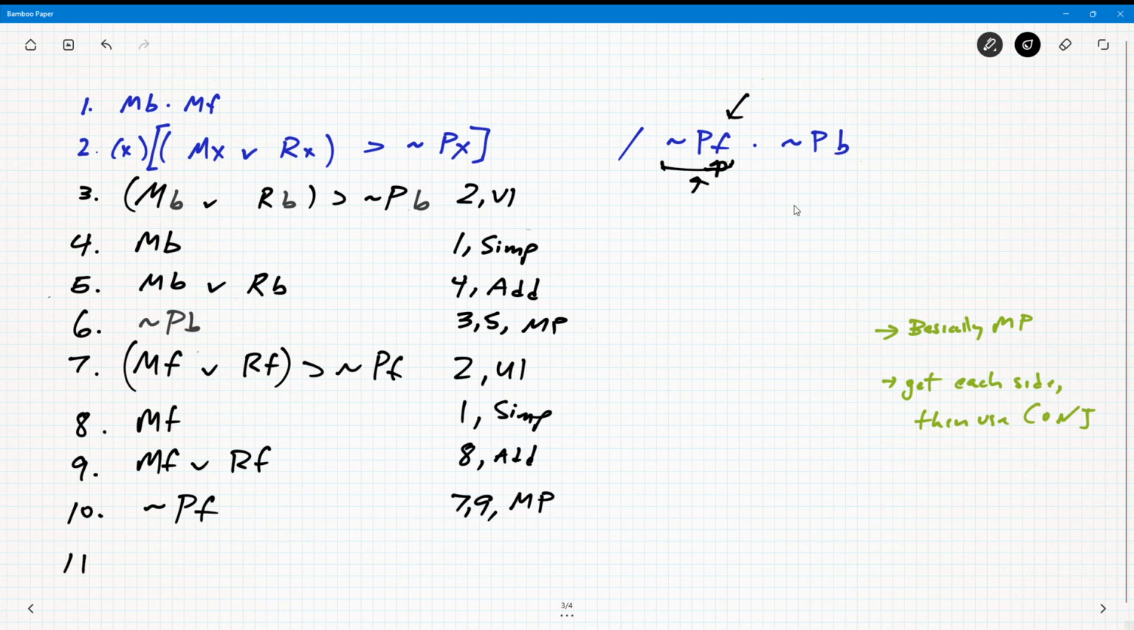And of course, now we've got our other side. And so now we just make our conj move, right? And that's going to end up being 6 and 10. And that's not PF and not PB. Okay.